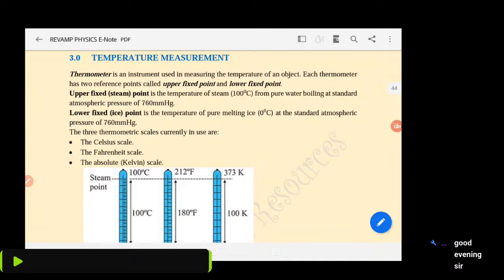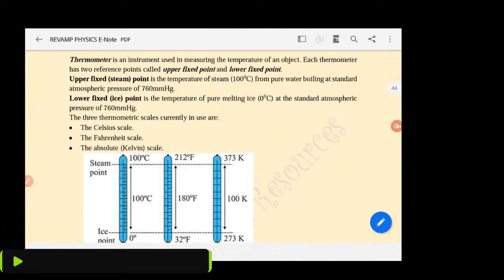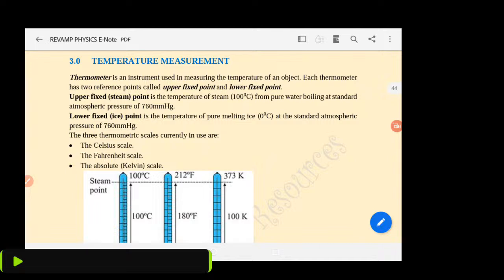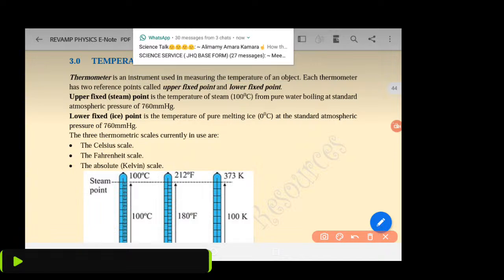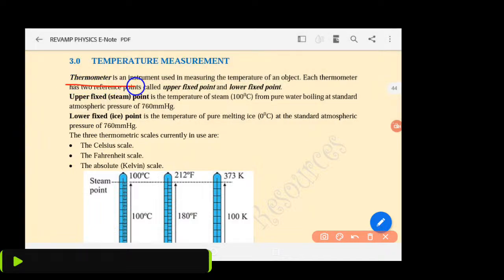Okay, now when we say temperature measurements, right from our basic school, we've been taught that we use a thermometer to measure temperature. As you can see on the screen, a thermometer is an instrument used in measuring the temperature of an object. And for every thermometer, there are two reference points, which are the upper fixed point and the lower fixed point.